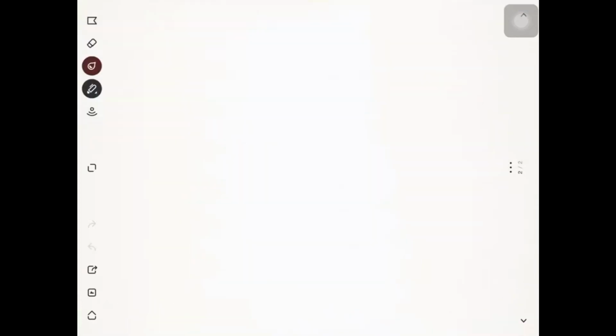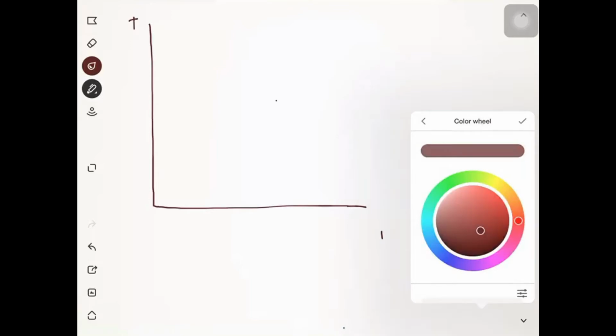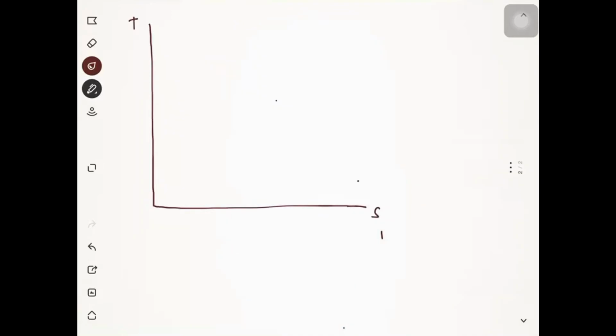Now, to draw the TS diagram here, to be able to know the analysis of our system. So this is the temperature versus the entropy diagram here. At the upper loop we have that one, and in the lower loop we have this one.